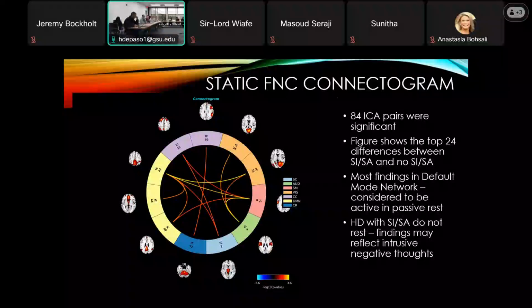Most are found in the default mode network, which is considered to be active in its passive state, so self-explanatory. HD with suicidal ideation was not at rest. Sorry, my eyes are a little weird. Not being at rest may reflect the negative ruminative thoughts themselves.